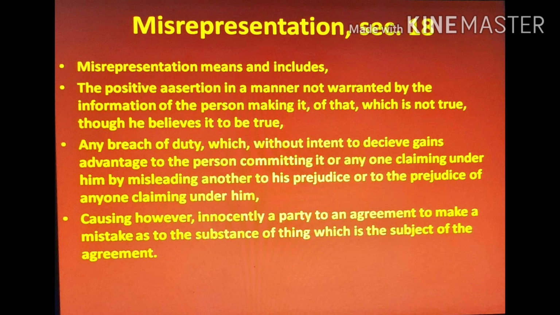Clear? The first paragraph is you are believing a false thing as truth and communicating the same to the other party in the contract. The second paragraph says that you are not performing your duty which you are supposed to do, but through innocence. Third, you are causing the other party to the contract to make a mistake, but that mistake is of paramount importance in determining the subject of the agreement. Clear? So the question is, I may commit a fraud, but when I am caught, I may plead my innocence: Sir, it happened by misrepresentation.